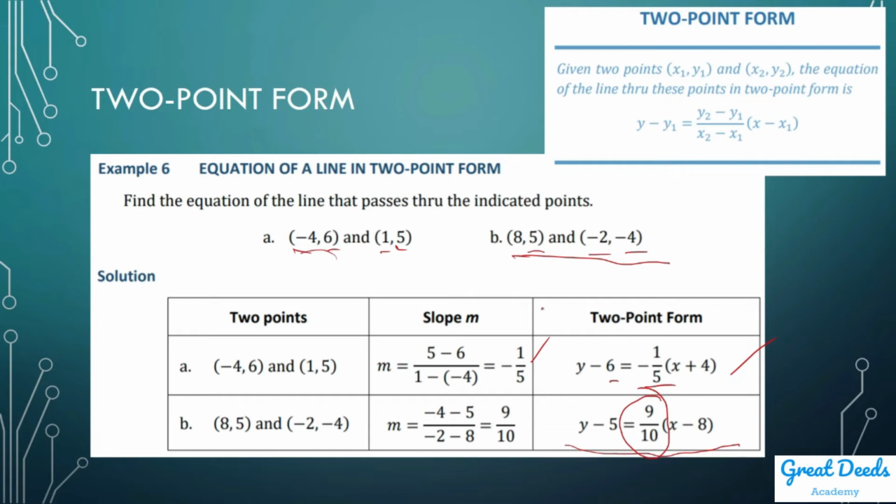So I chose this. Okay, so it's going to be 1 minus 5 is equal to 9/10 times x minus 8. You can also use this. Okay, so if you were to use that, y plus 4 is equal to 9/10 times x minus -2. So it's going to be plus 2.